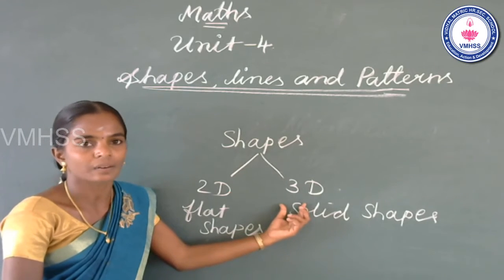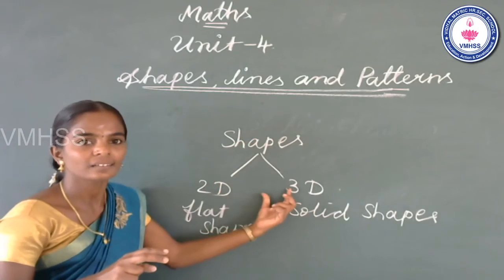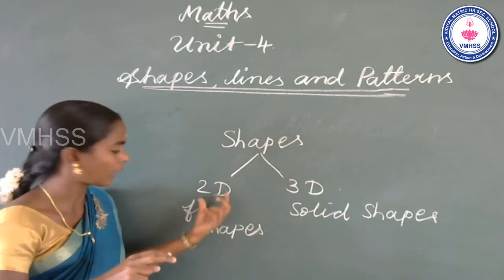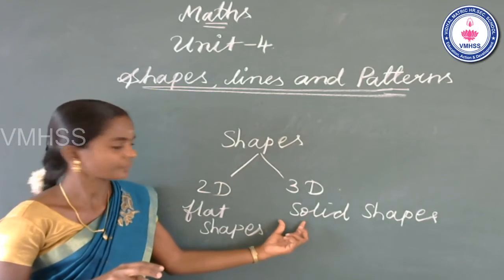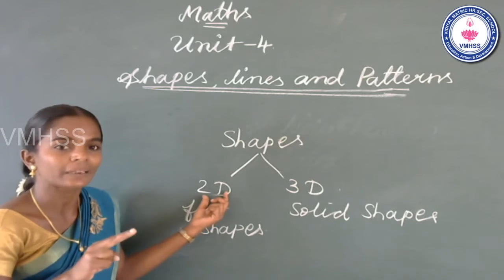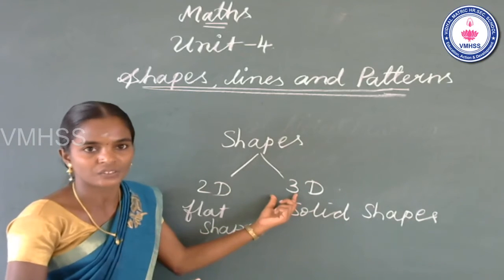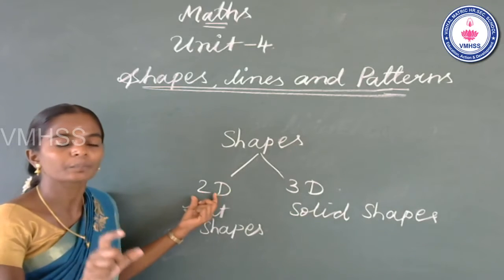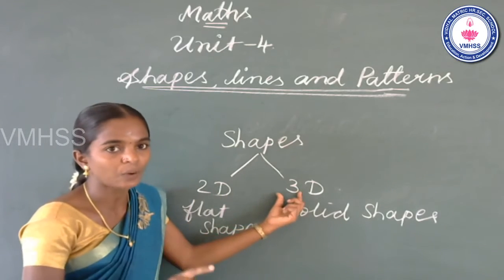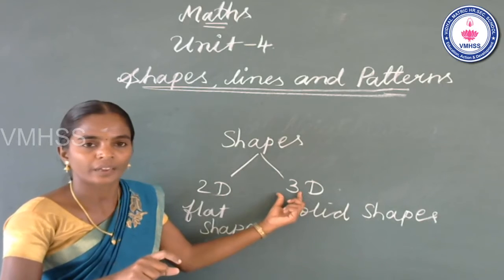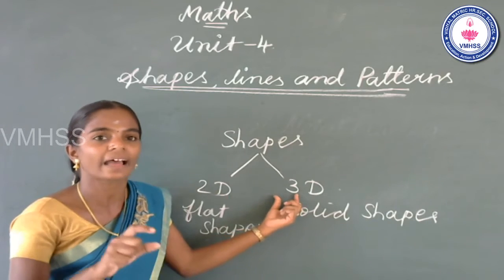3D means three dimensional. Shapes can be divided into two types, 2D and 3D. 2D shapes are also called flat shapes. 3D shapes are also called solid shapes. Did you understand? 2D means two dimensional. 3D means three dimensional. 2D shapes have length and breadth only. 3D shapes have length, breadth and height.